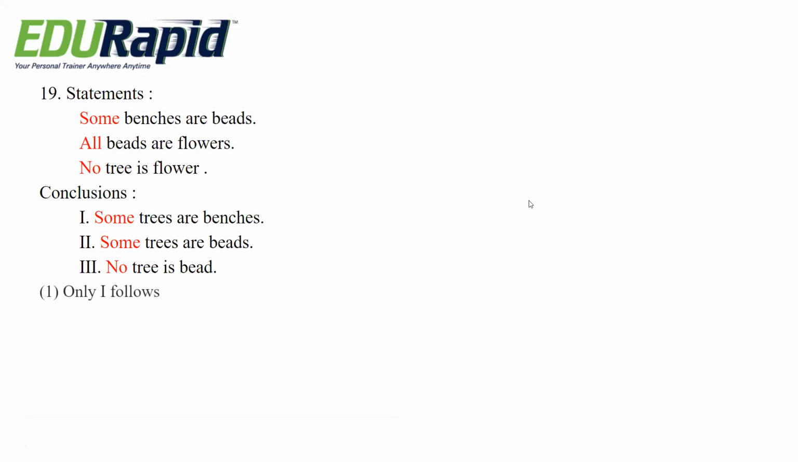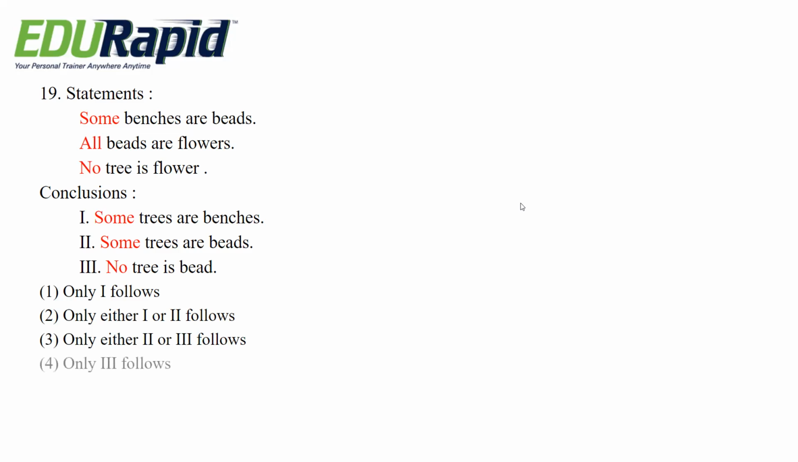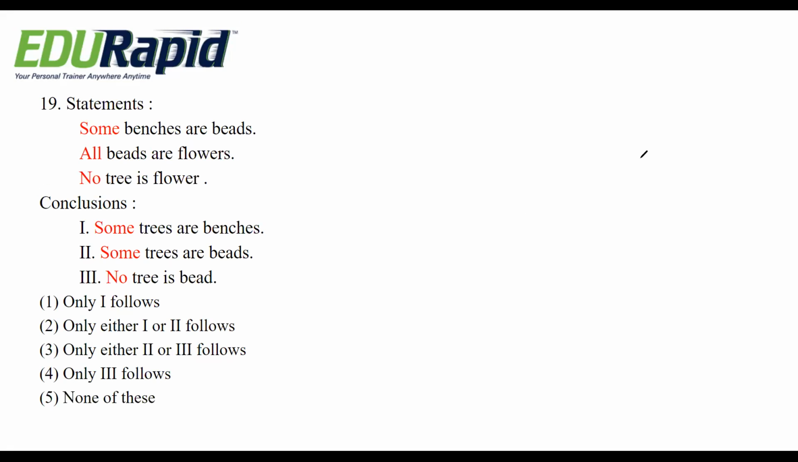Options: Only one follows. Only either one or two follows. Either two or three follows. Only three follows. None of this. Write down the Venn diagram.